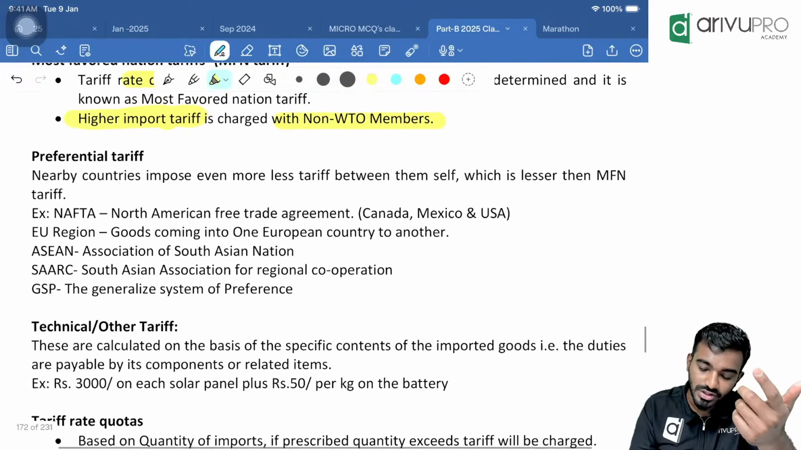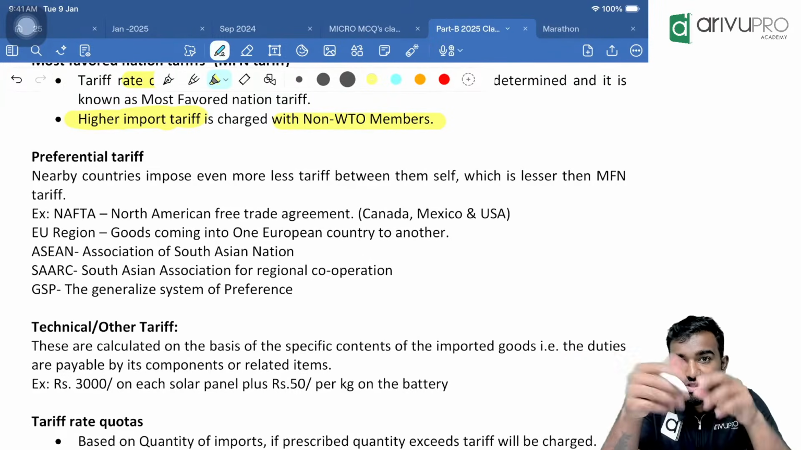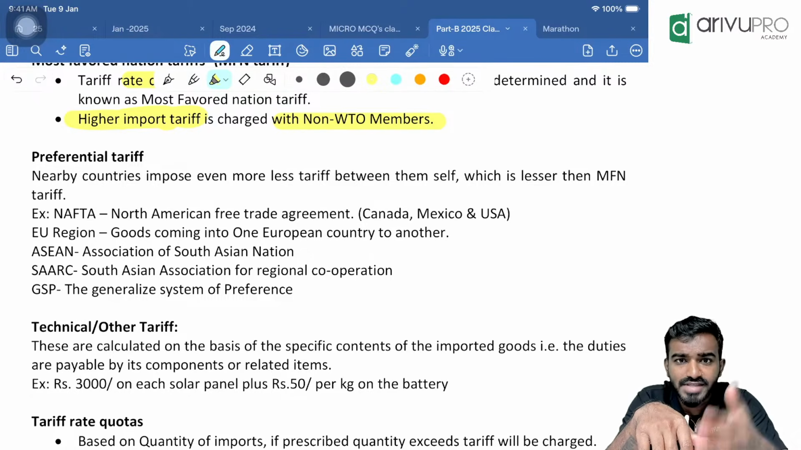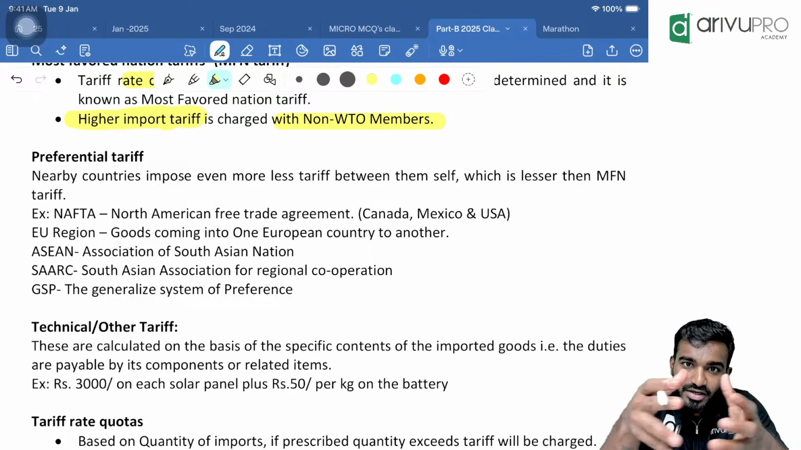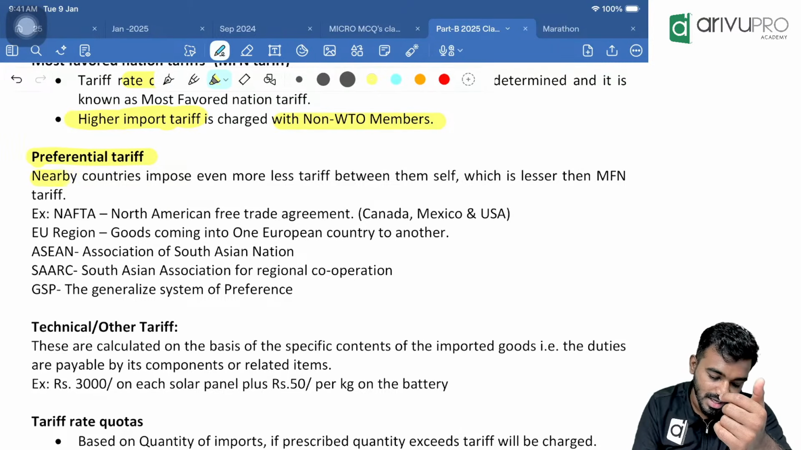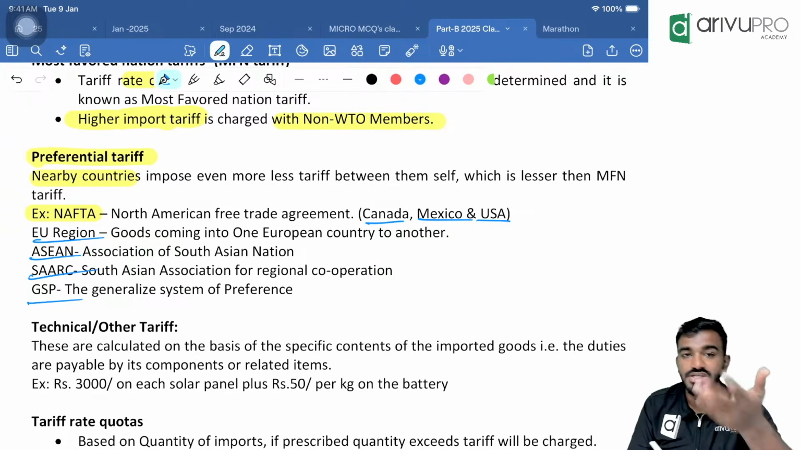Next comes preferential tariff. Nearby countries will form their own small friendship group, and between themselves they will charge much lesser taxes. Those nearby countries need not be WTO members. They may be or may not be. Let's assume tomorrow India creates this preferential tariff with, let's say, Sri Lanka, Bhutan, Myanmar, Nepal, and between ourselves we will create lesser taxes. That is called preferential. Nearby countries. Best examples are NAFTA, North American Free Trade Agreement between Canada, Mexico, USA, European Union region, ASEAN, SAARC, GSP.